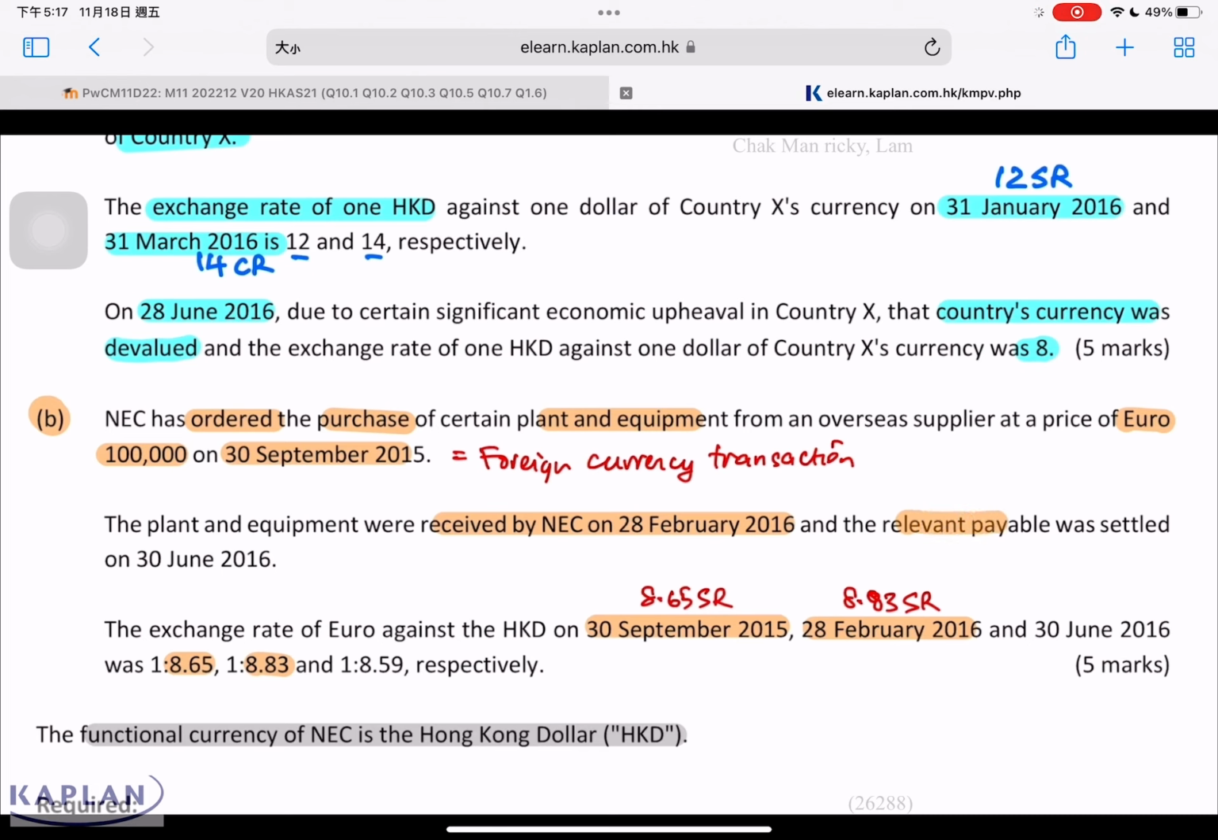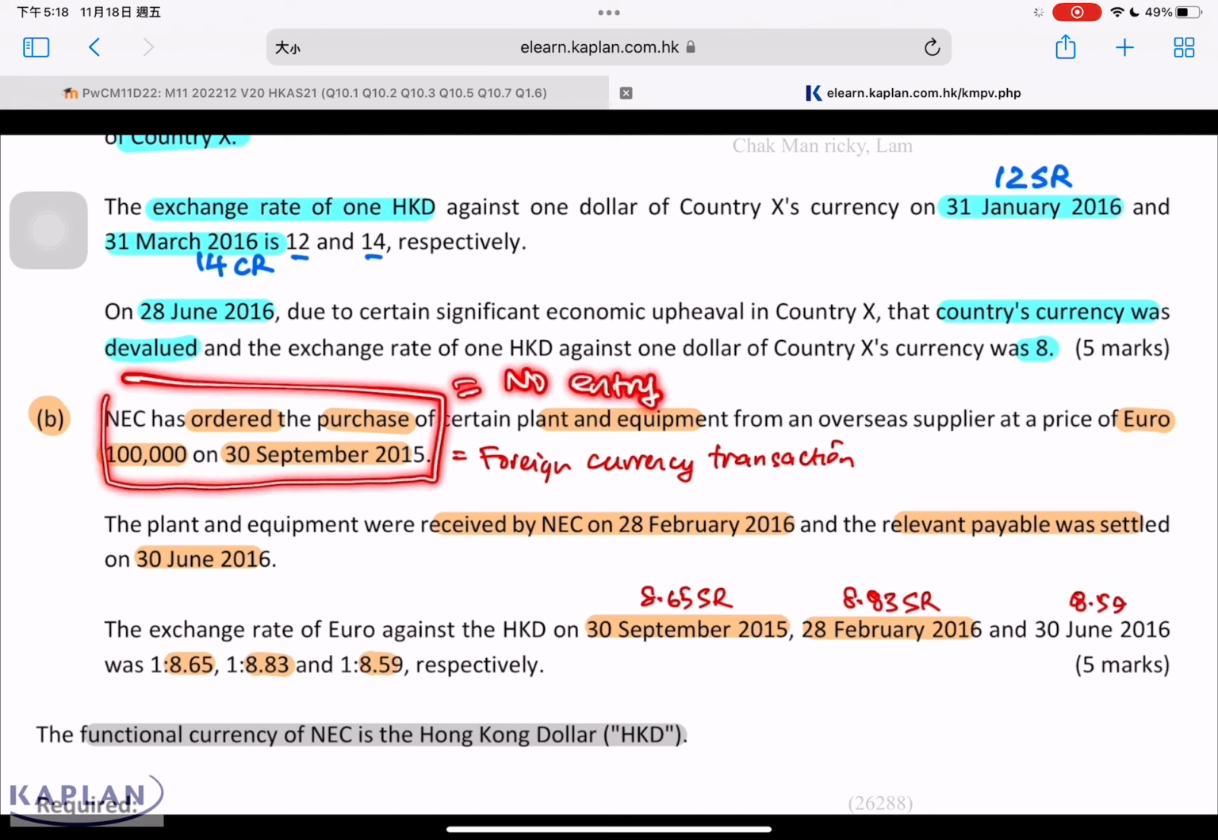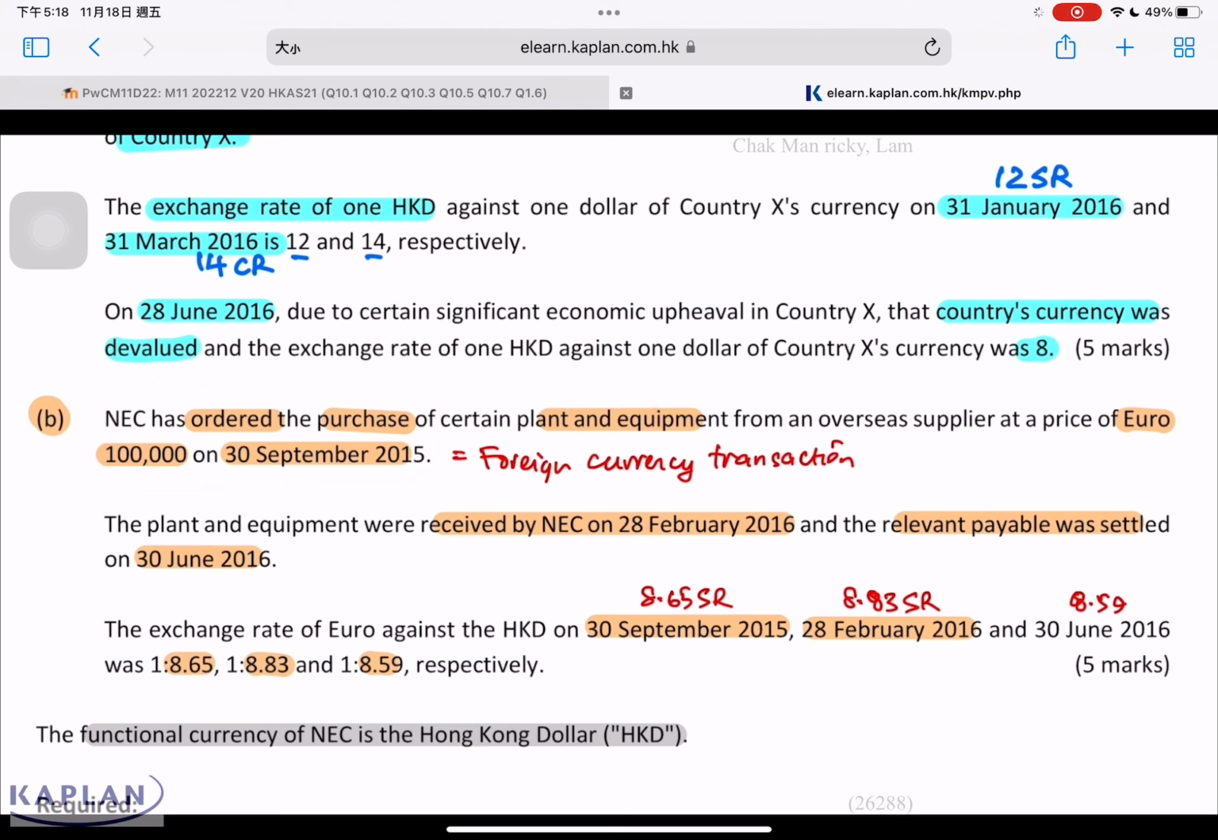The relevant payable was only settled on 30th June 2016, after the year end, when the rate is 8.59. On the day they place the order, there's no entry because no payment was made and they have not received the equipment. Pass an entry on the day they receive the equipment, 28 February 2016.